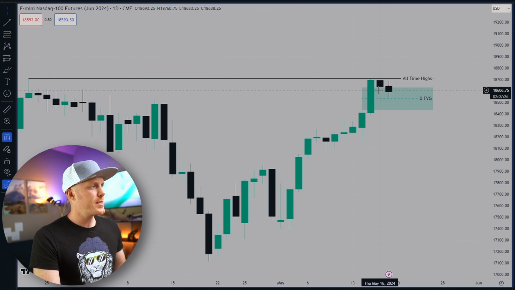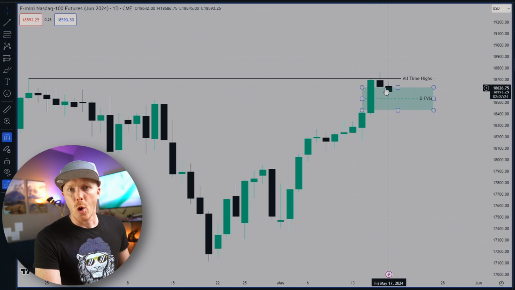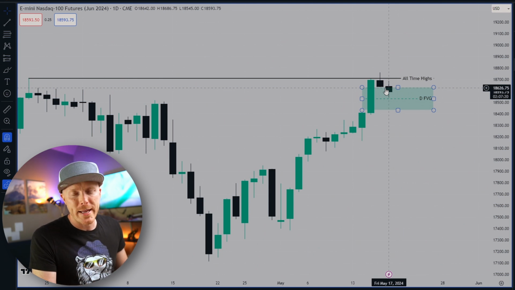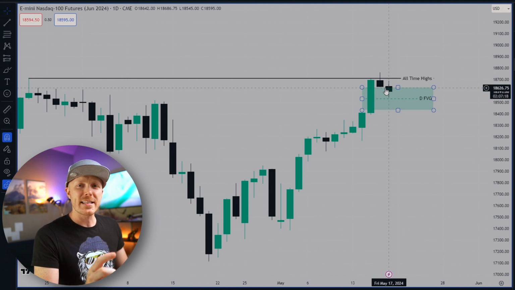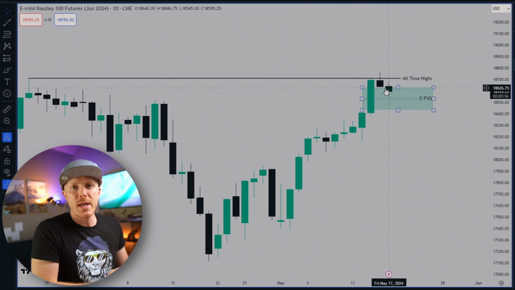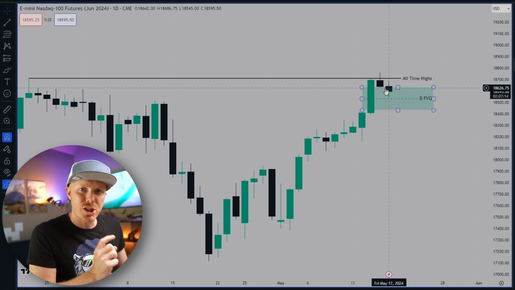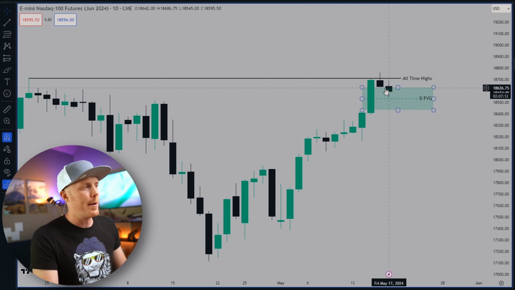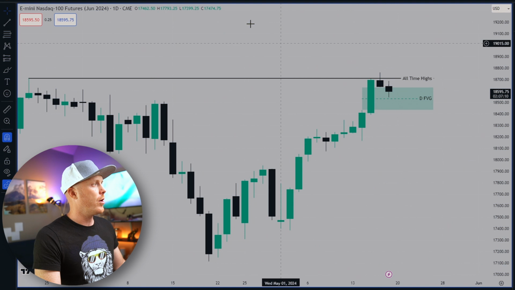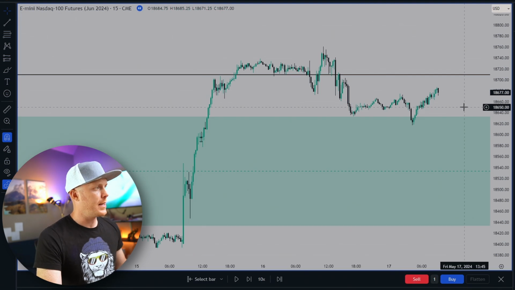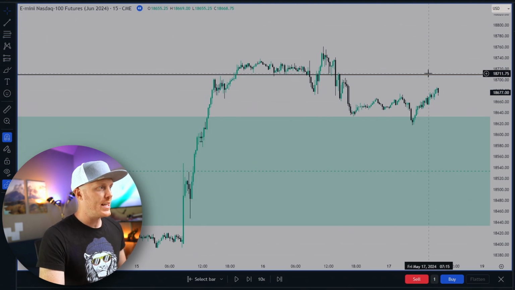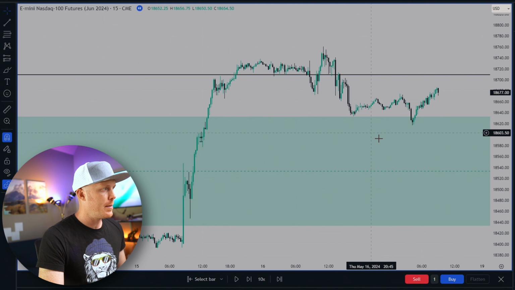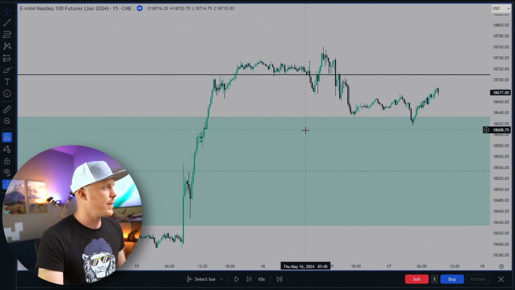Now, you can't just say, well, okay, we're going down into the fair value gap. We need to know how we're going to actually get there. And that is where we use our third simple technique. But before we go over that, let's bring this down. So here we are looking at the 15-minute time frame. This black line is all-time highs, and this green box is the daily fair value gap.